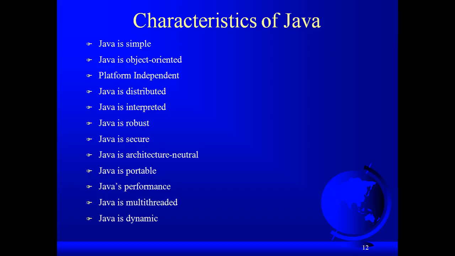But in C++ we can write programs without any class, that is possible. But in Java, if you want to write a program, you must put the code in a class. So Java is a purely object-oriented language. Next one is platform independent. What is a platform? I will come to that.